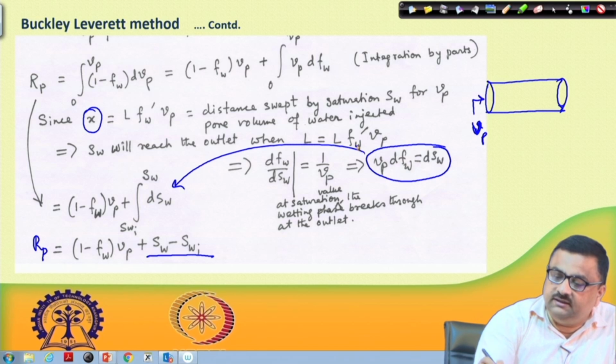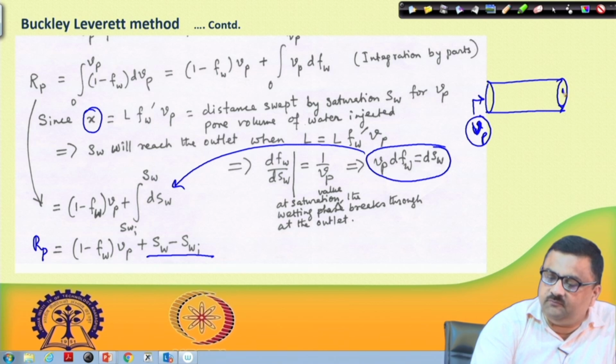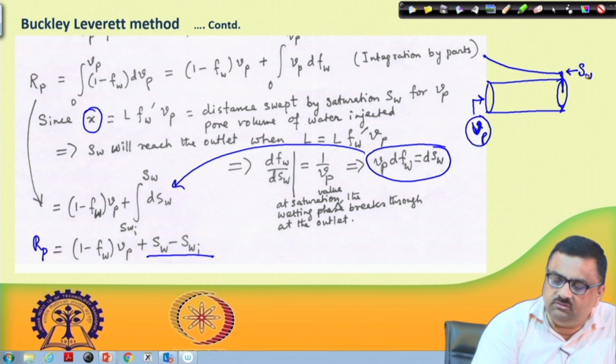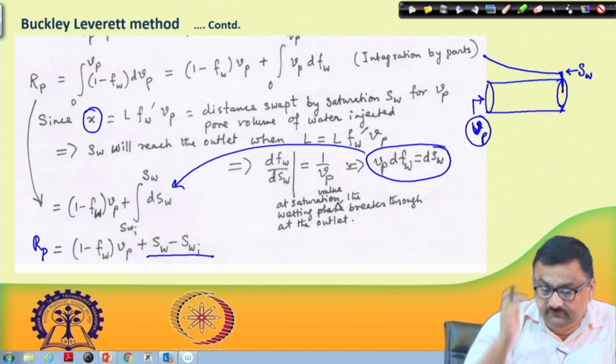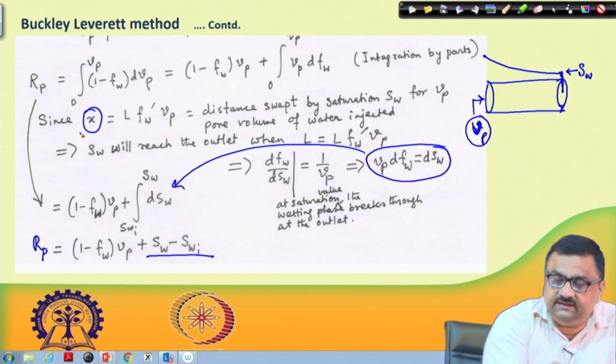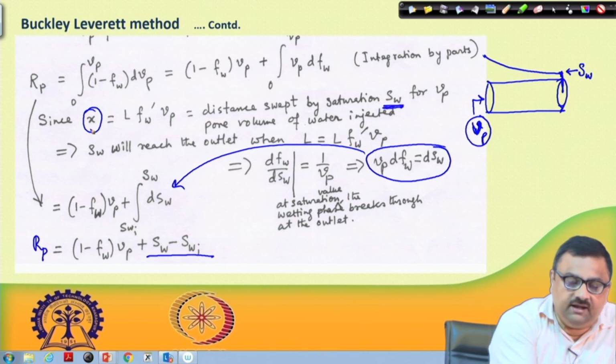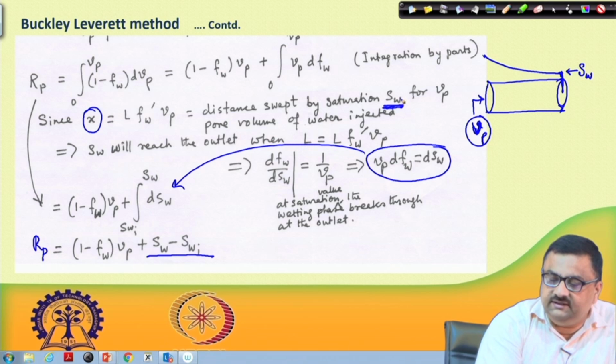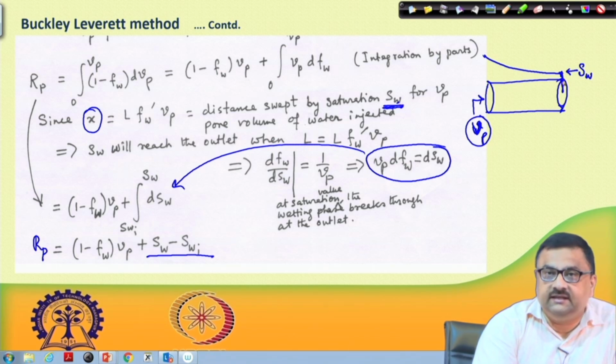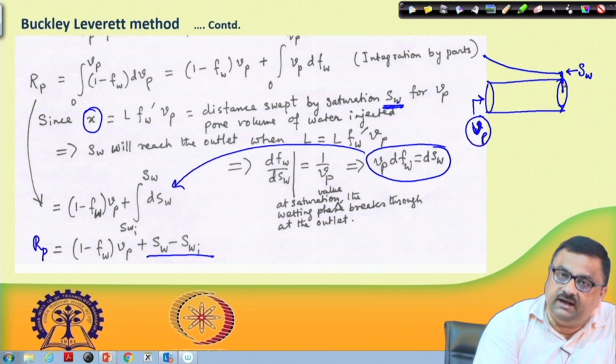There is another additional condition in place. What is that condition? That after Vp pore volume of injection, I am assuming that the Buckley-Leverett front has broken through at the outlet, and when it breaks through at the outlet, this saturation is SW. That has to happen here, because this x is the distance swept by saturation SW, and we are setting this x as L. So, this SW has reached x equal to L. We are talking about that condition.